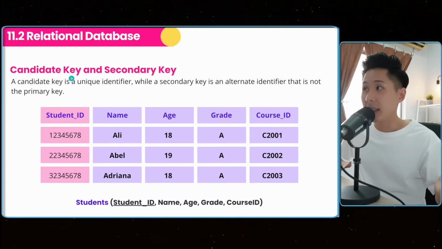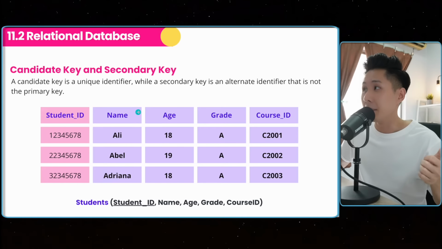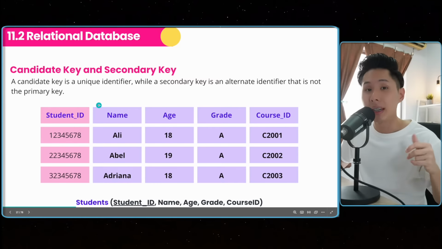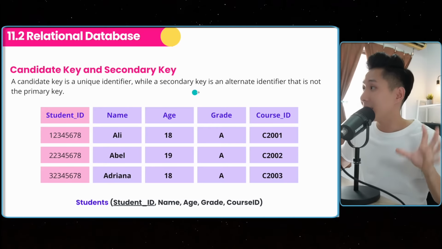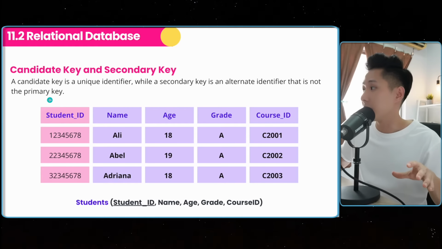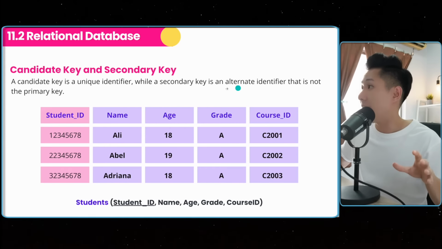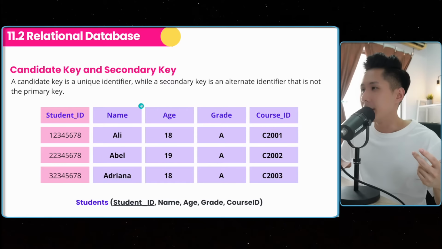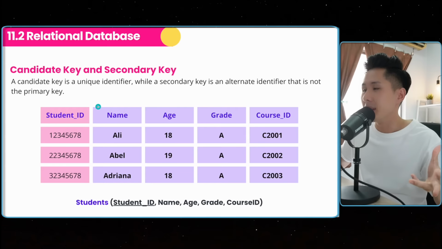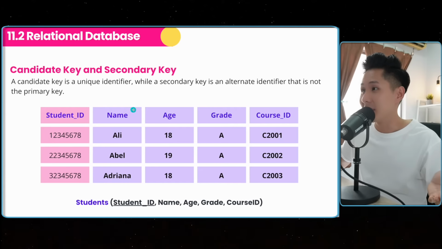Other terms: candidate key and secondary key. A candidate key is a unique identifier, like the primary key here. It doesn't have to be primary. Some of the other fields can also be a unique identifier. Whereas a secondary key is an alternate identifier that is not the primary key. In this example here, I don't have a secondary key, but a good example could be their preference, their secret question, etc.